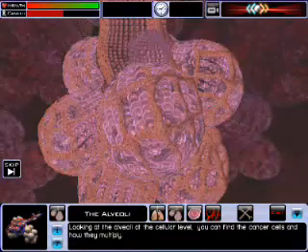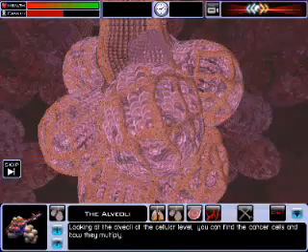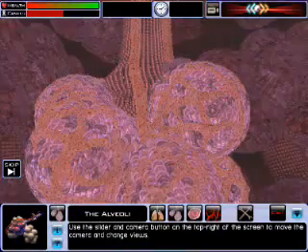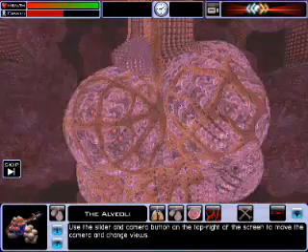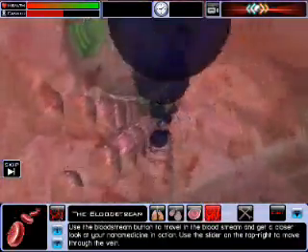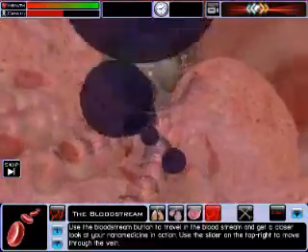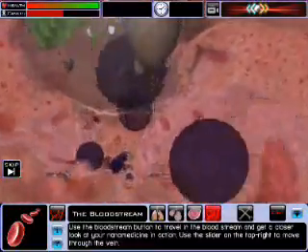Looking at the alveoli at the cellular level, you can find the cancer cells and how they multiply. Use the slider and camera button on the top right of the screen to move the camera and change views. Use the bloodstream button to travel in the bloodstream and get a closer look at your NanoMedicine in action. Use the slider on the top right to move through the vein.